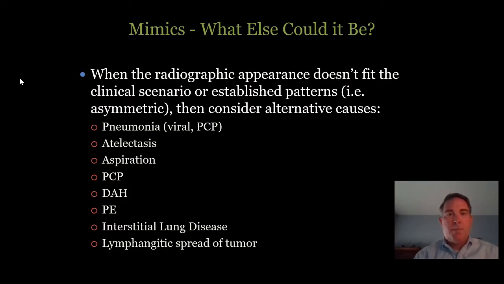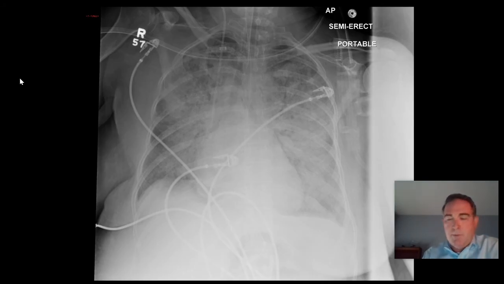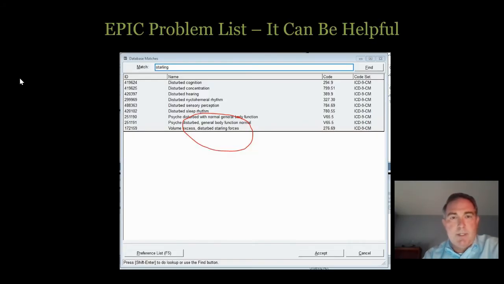A couple mimics. So again, when the radiographic appearance doesn't really fit the clinical scenario or established patterns, consider some alternatives: viral pneumonias, PCP, aspiration, alveolar hemorrhage, interstitial lung disease, lymphangitic spread. These are all diagnoses where there is going to be a lot of overlap. This just looks like severe airspace disease. I would have to dive into the chart to know what was going on with this patient.